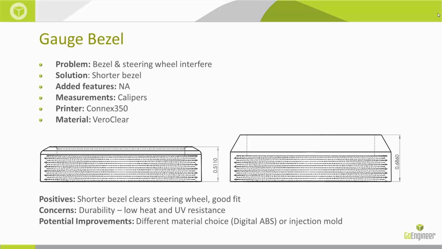So the positives, again, this is a little bit of an overview before we jump into the pictures here. The positives of this project: it worked, all right? The shorter bezel cleared the steering wheel, no problem. And it also fit well, all right? I was able to screw it on to the gauge, no problem. I'm sure my threads weren't perfect, but since this is a little bit softer material, I was able to screw it on, no problem. My concerns, I'm concerned about the durability.